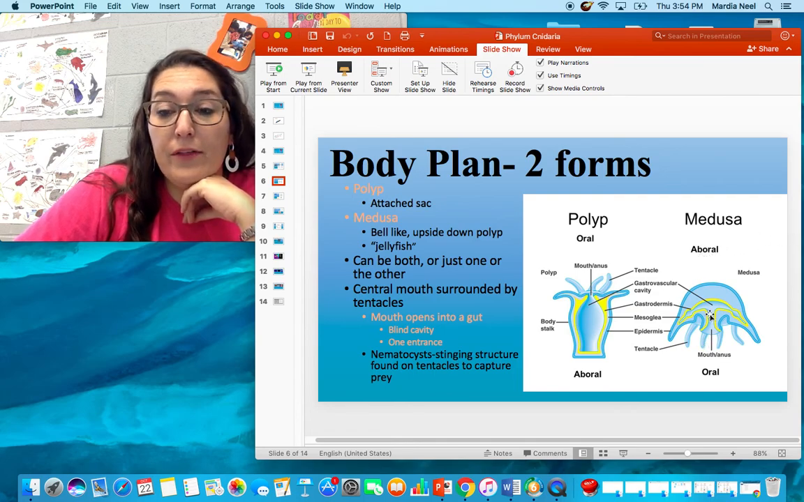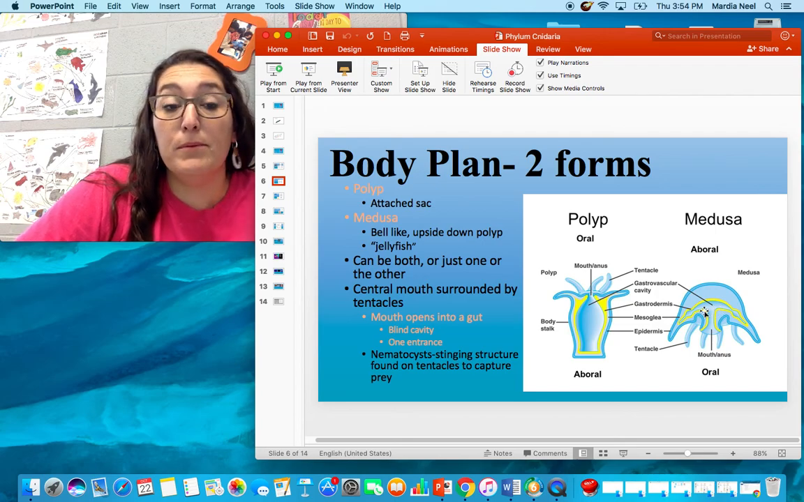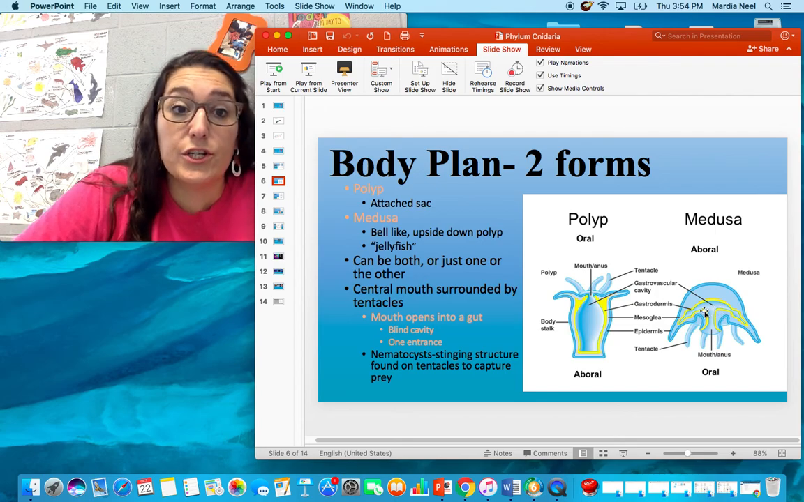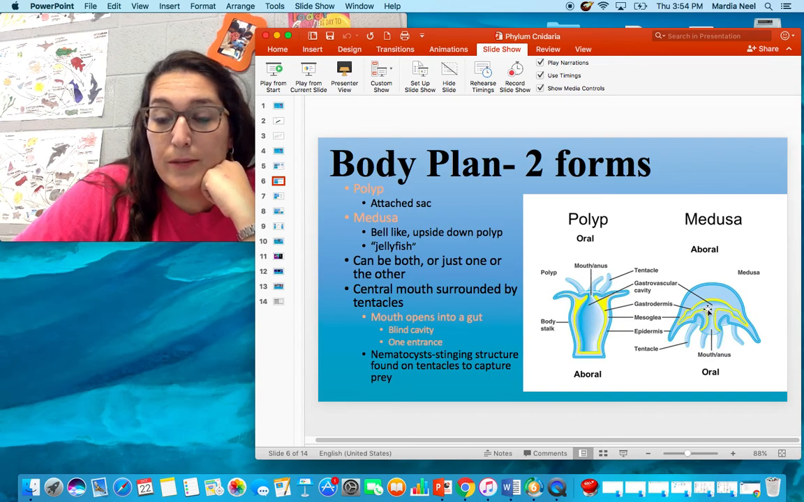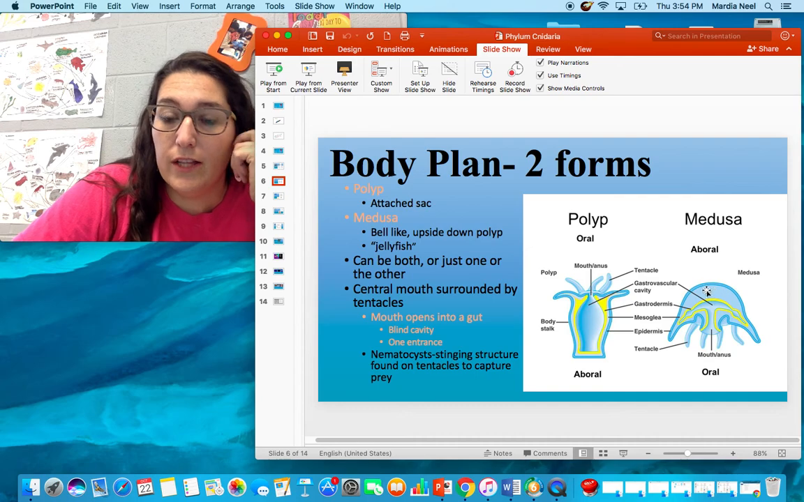They have a central mouth area that's surrounded by tentacles. And both of them have this central mouth and anus area. This mouth opens up into a gut. And this gut is called a blind cavity or a blind entrance. There's only one entrance to this cavity. So it's a blind cavity. It goes in, it comes out the same cavity. There's just this one big opening. Over here, there's just this one big opening. So you've got your epidermis, and then this is your mesoglea. This is your gel-like layer.